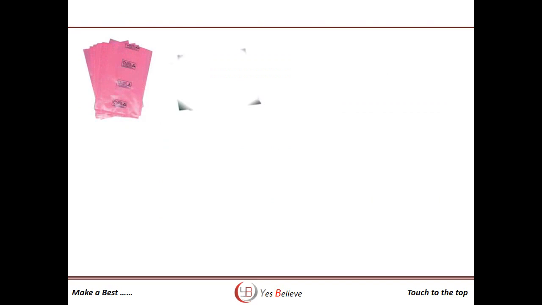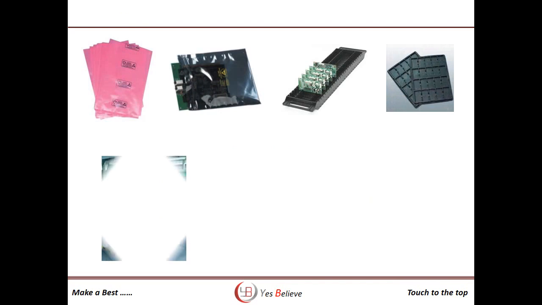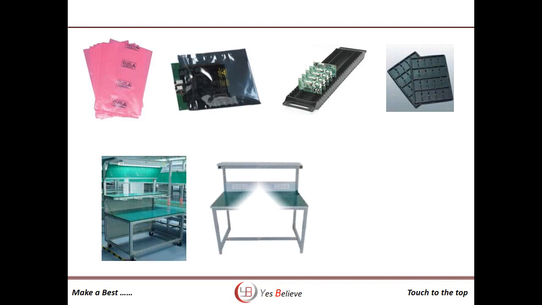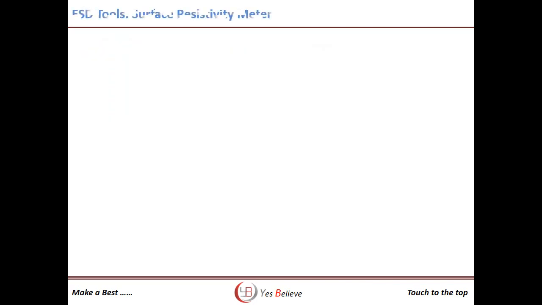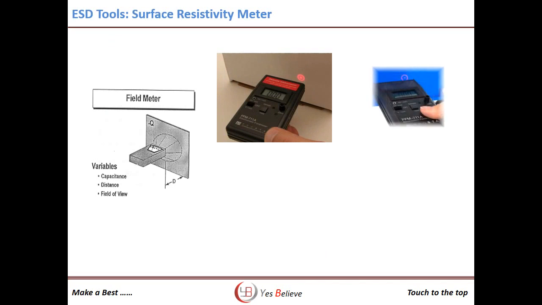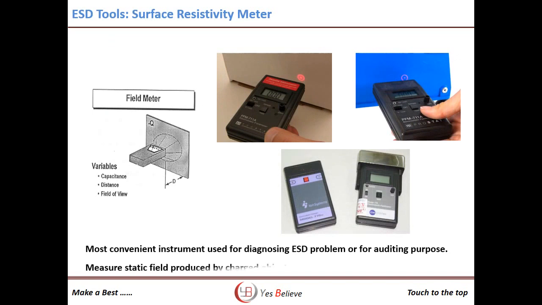On the SMT shop floor, products such as packing material, component storage bags, trays, workbench surfaces, tables, shop floor mats, conveyor belts, etc. have a resistance value, which needs to conform to stringent specifications. Moreover, these values are expected to fall within a specific limit. The surface resistivity meter can play an important role in monitoring and checking the resistivity characteristics of these items. So one should always have a resistivity meter on the SMT shop floor.